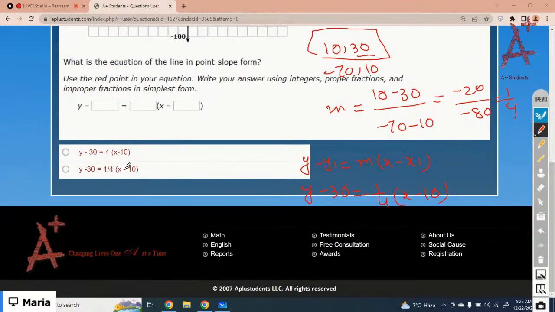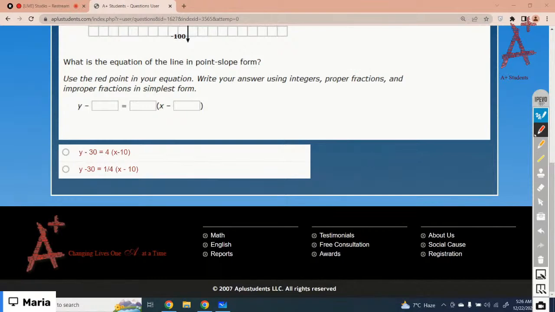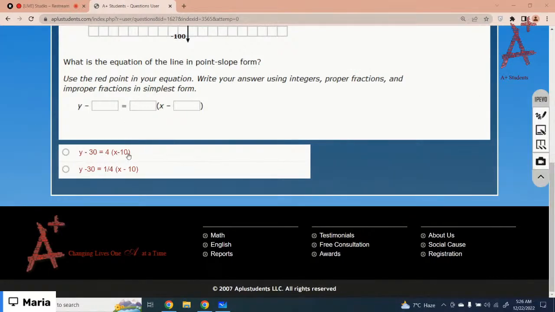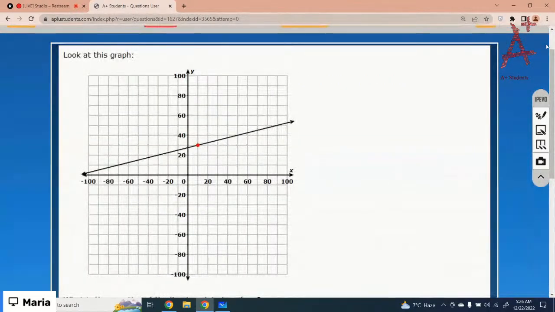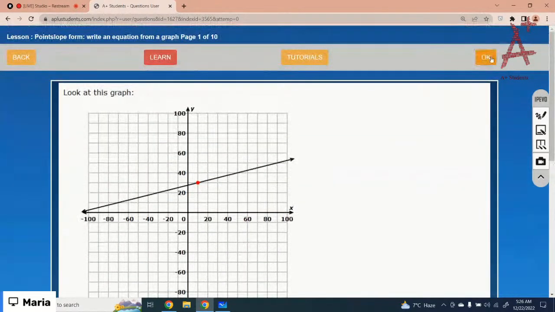So the correct option is the second one. Y minus 30 equals 1 by 4x minus 10. So the correct option is option number 2. So just select the correct option, then click on the OK button.